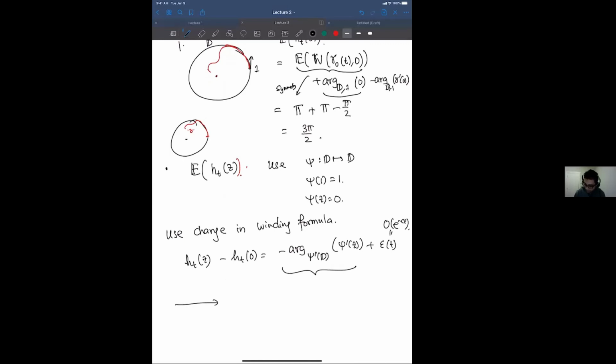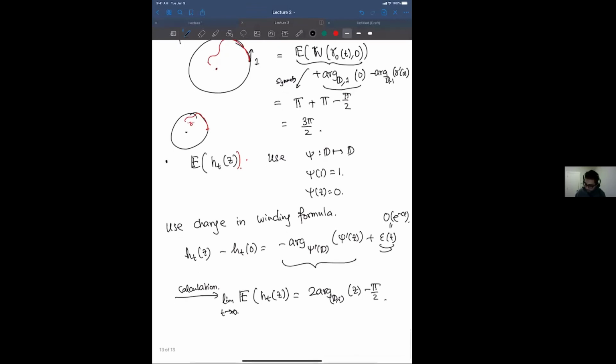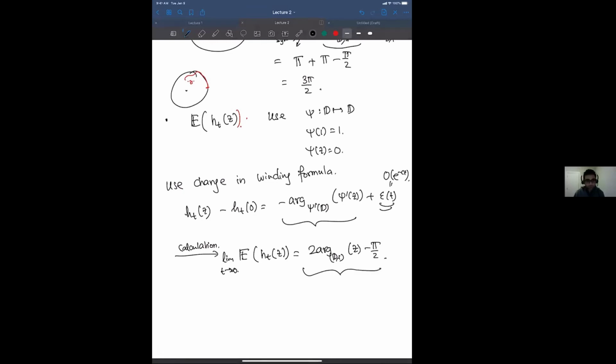From this you can get a calculation that gives us that the expectation of HTZ is twice arg seen from 1 of Z minus pi by 2. Some formula. Well, actually, you need to take the limit because we have this extra error term which needs to go to 0. If you look at this formula closely, this is the winding boundary condition at Z plus pi by 2, so it matches with the mean that we claim in the limit. It's just for the 1-point function.